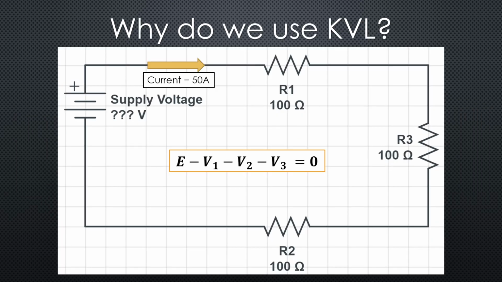Why do we use KVL? KVL is one of the fundamental laws when analysing circuits. KVL comes in handy when we are asked to solve for a particular voltage drop or calculate the voltage coming from a power source. In this example, we're given the value of three resistors, R1, R2, and R3. And using Ohm's law, we can actually calculate the voltage drop across each one of them. Now, by directly applying Kirchhoff's voltage law, we can find the supply voltage.